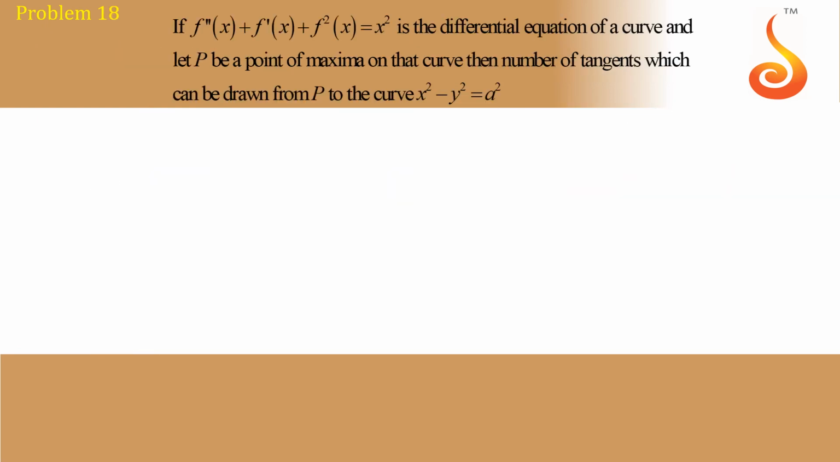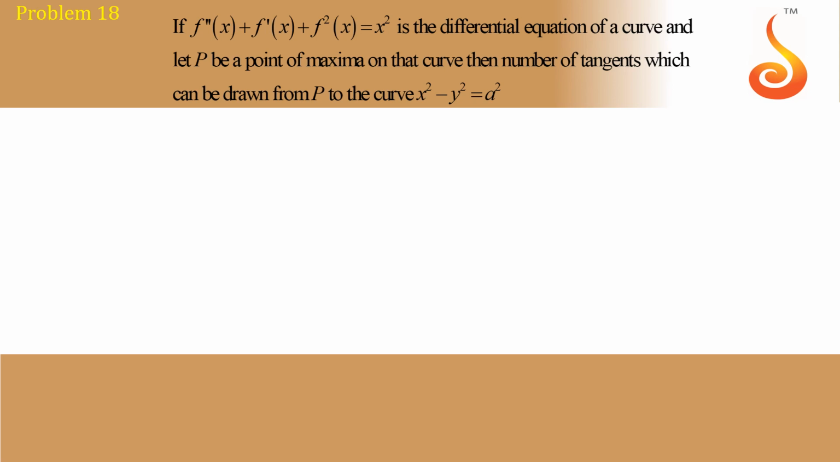The next question. If f double dash x plus f dash x plus f square of x equal to x square is the differential equation of the curve, and let P be a point of maxima on that curve, then the number of tangents which can be drawn from P to the curve x square minus y square equals a square.